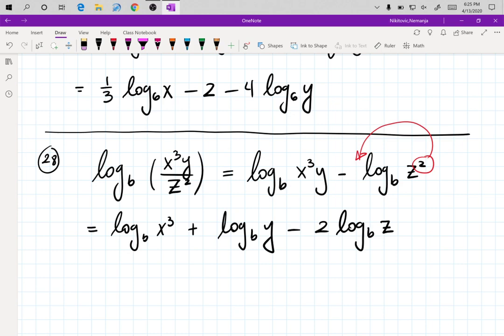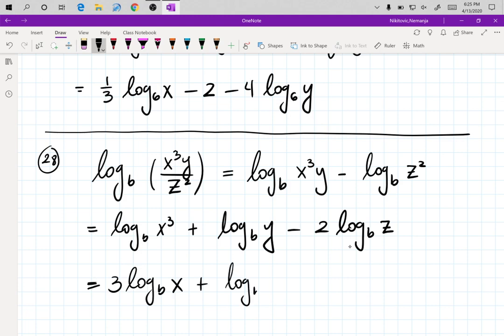That's what rule number 3 does. So rule number 1 breaks multiplication into addition. Rule number 2 breaks division into subtraction. And rule number 3 takes these exponents and kicks them outside in front of the log. So 3 log base b of x plus log base b of y minus 2 log b of z.